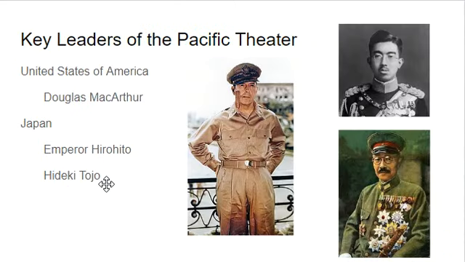And some of the key leaders of the Pacific Theater: the United States had General Douglas MacArthur, and Japan had Emperor Hirohito and Hideki Tojo. Those were the two leaders from Japan.